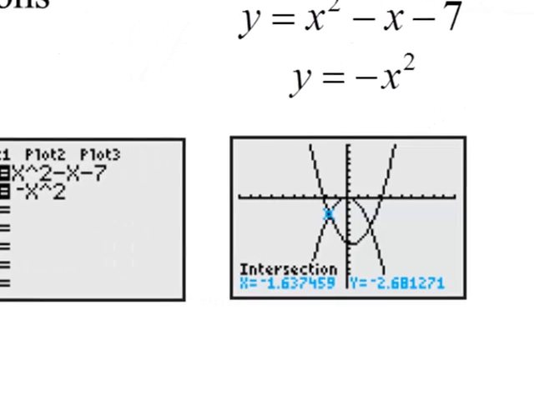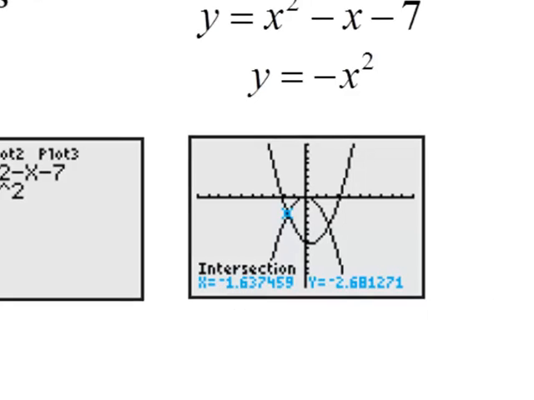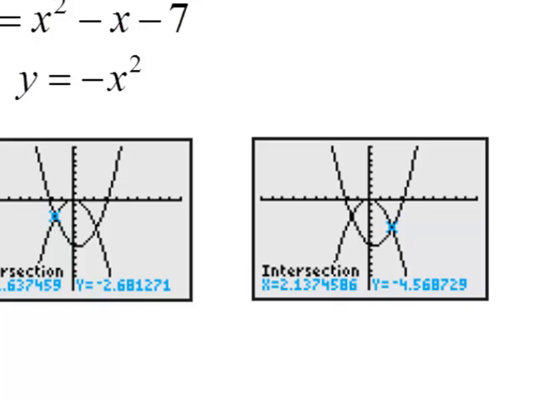Next we want to hit graph, and visually we can see here's one parabola, here's the second parabola, and we have an intersection point here and we have an intersection point here. Using the intersection feature, we see that the calculator is telling us x is about a negative 1.64, and for the other point of intersection approximately 2.14.